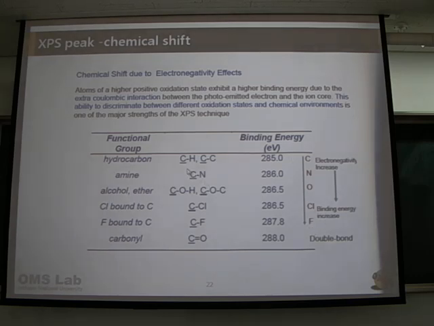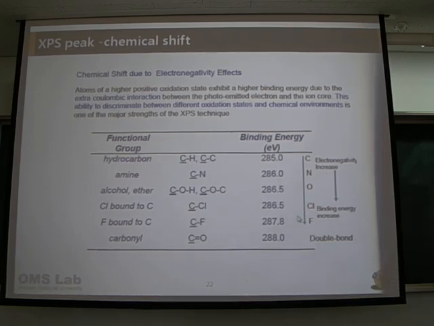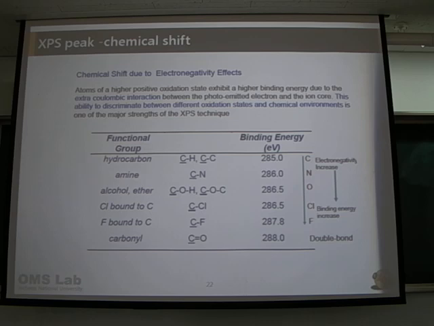So in this case, for carbon-hydrogen and carbon-carbon, the binding energy is 285, carbon-nitrogen binding energy is 286, and carbon-oxygen binding energy is 286.5. So as the electronegativity increases, the binding energy increases. You are applying the same energy, but the binding energy, as you see, is different depending on the functional groups. So the kinetic energy that you see will be different.